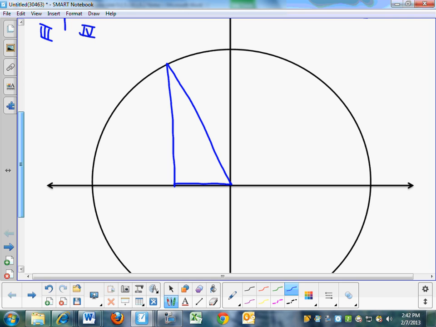Very important, the base of the triangle is always on the x-axis. The base of the triangle is always on the x-axis. Always, always, always. Never on the y-axis. Never.